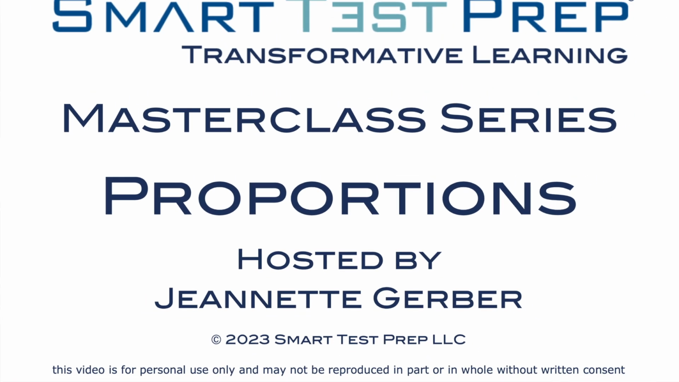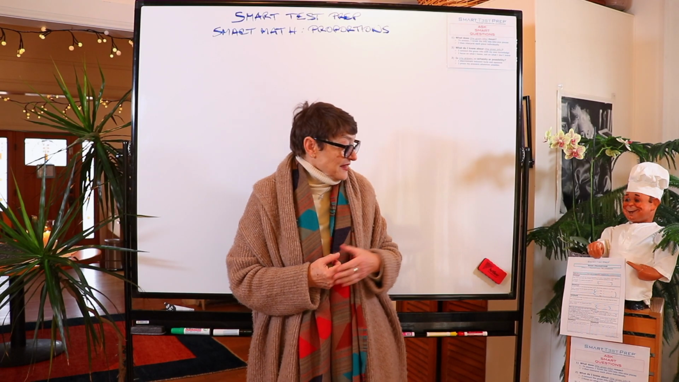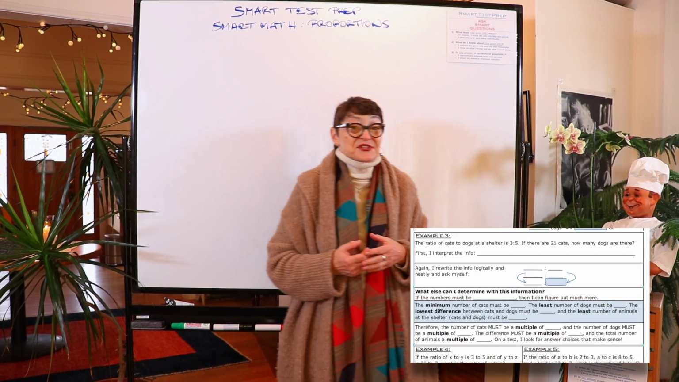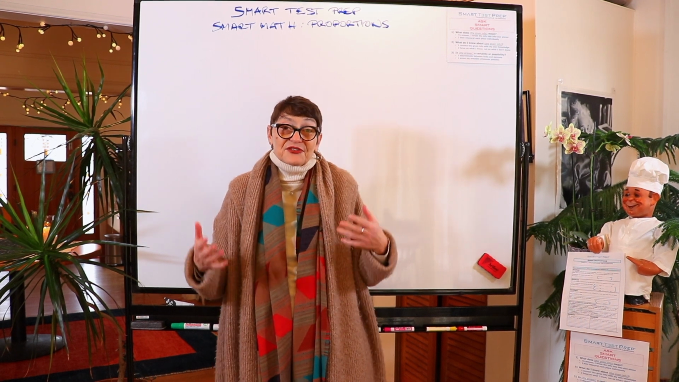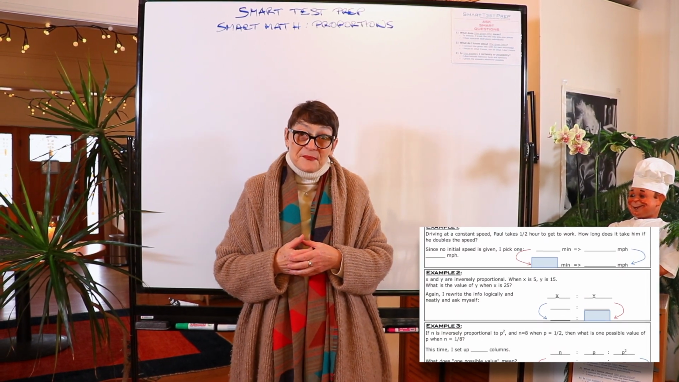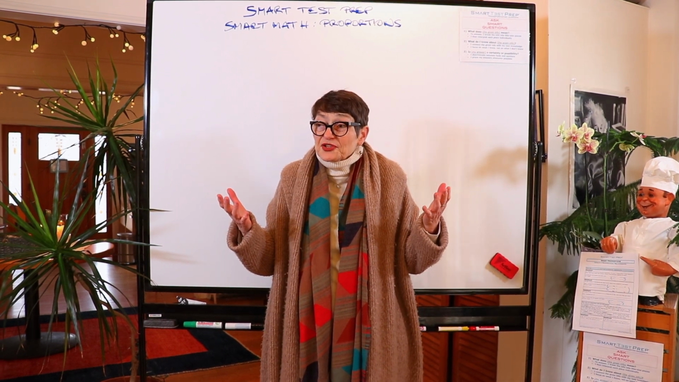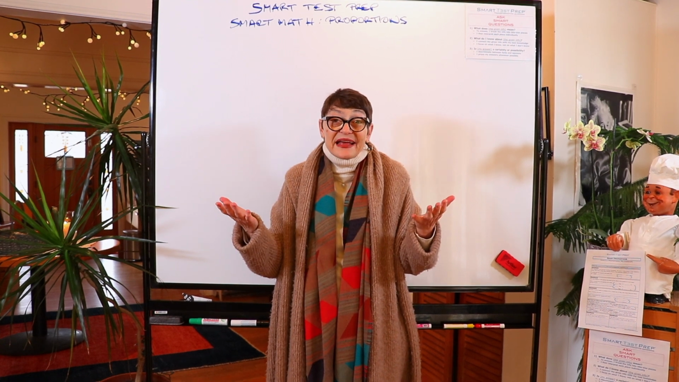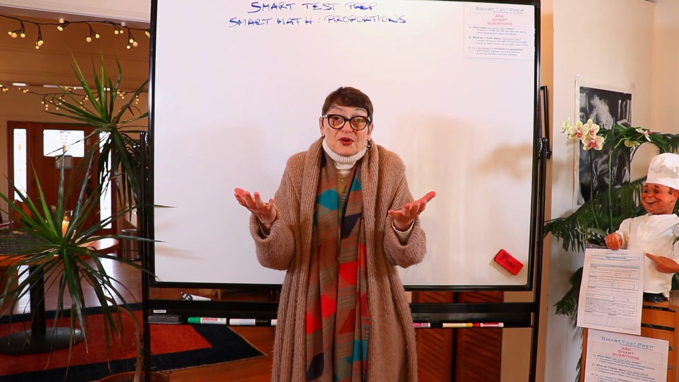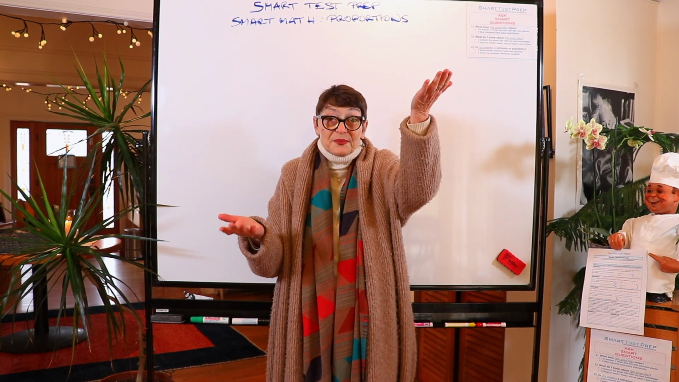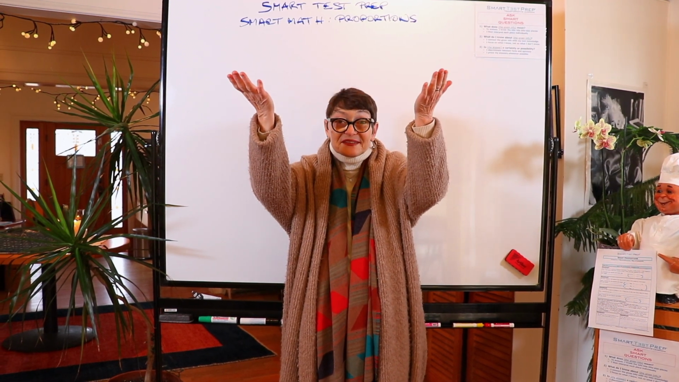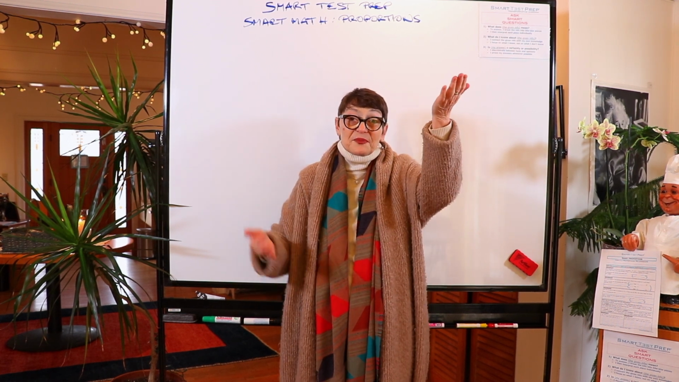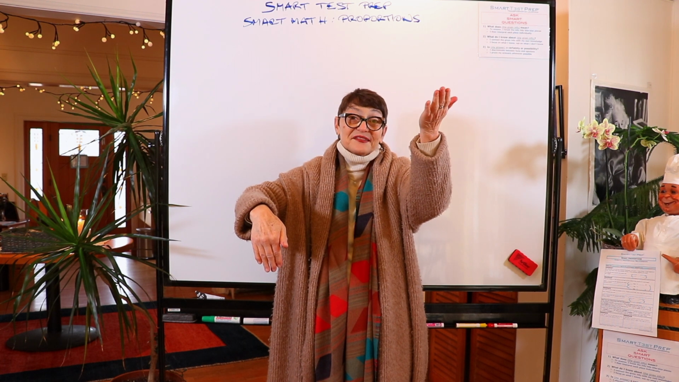Welcome to our masterclass on proportions. As we see on Henry's sheet, we talk about directly proportional relationships, and then after that we talk about inversely proportional relationships. When you think about proportions, you think of a relationship between two or more entities. If two entities are proportional, that means if one goes up, the other one goes up at the same rate. If they're inversely proportional, it means if one goes up, the other one goes down at the same rate.